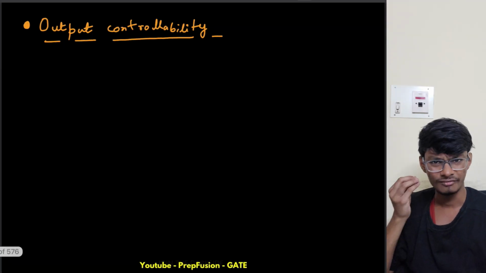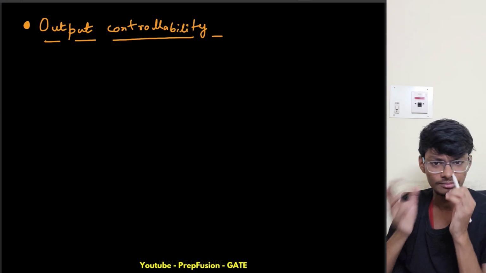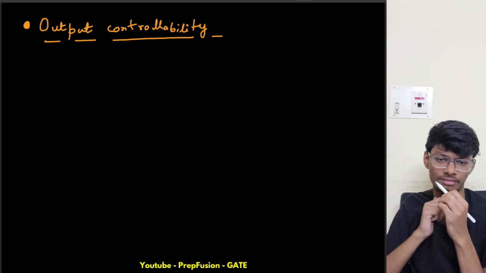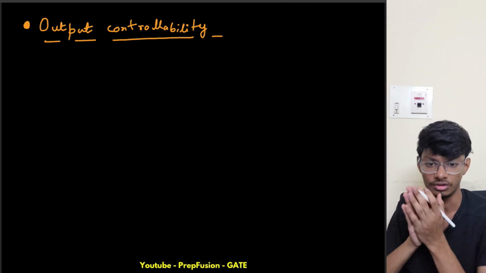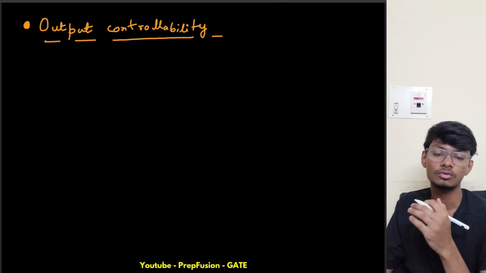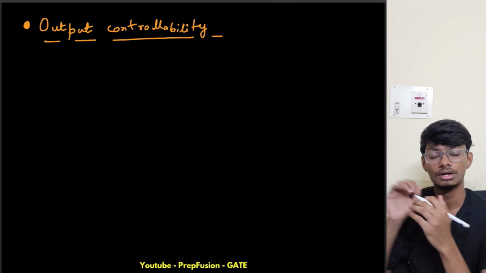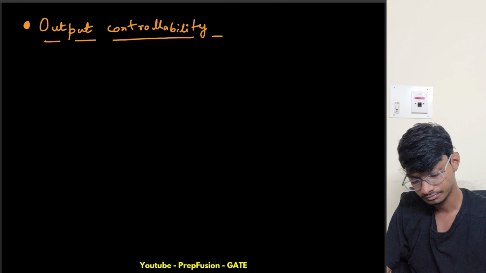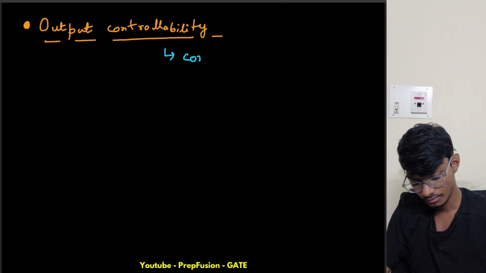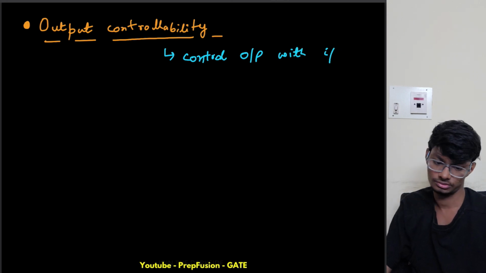Now one more very small topic is left: output controllability. This is not that important and doesn't come in the exam, but just to completely study controllability, we'll study it. What do we mean by output controllability? We want to control the output with our input. What were we doing previously? We were controlling the state variables with the input, right? Now we want to control the output with the input.